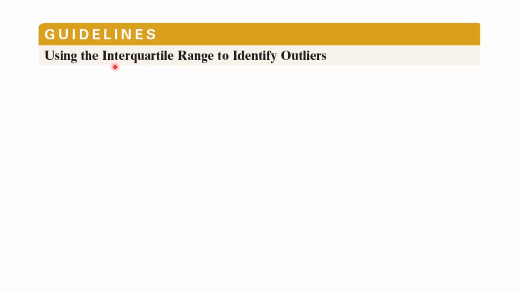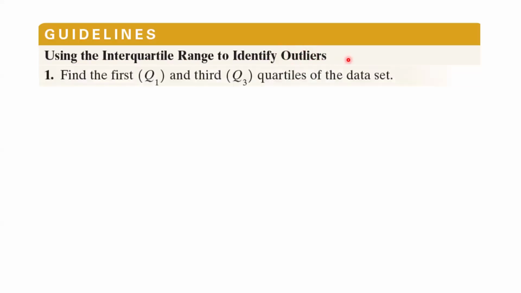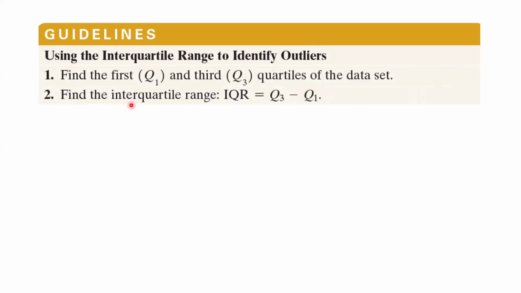We're going to use the concept of interquartile range to identify outliers, or the data that are outside the regular distribution of the data. First of all, find the first and the third quartiles of the data set. Then, find the interquartile range, which is denoted by IQR, and is the difference between the third quartile and the first quartile.